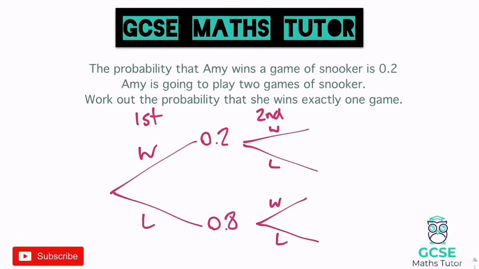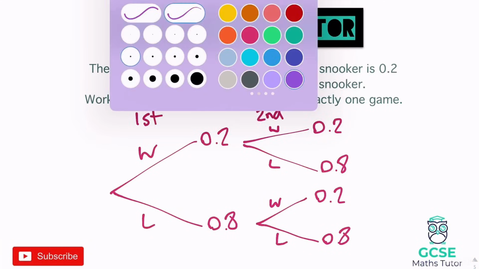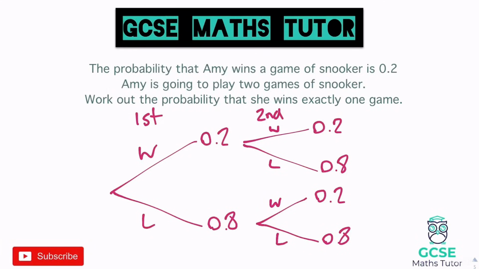Now it doesn't say the probability changes on the second game, so it's all just going to be the same. 0.2 for a win, 0.8 for a loss, and the same below. 0.2 for a win, 0.8 for a loss. Okay. So it says work out the probability she wins exactly 1 game. So she wins exactly 1 game, that's quite important there.